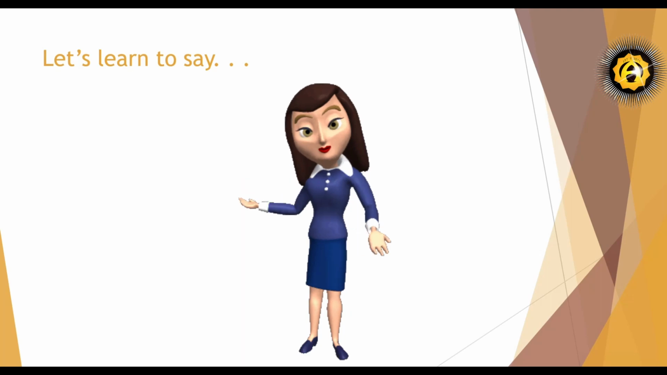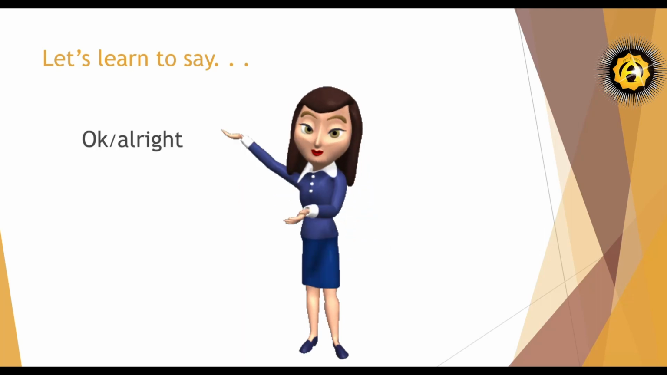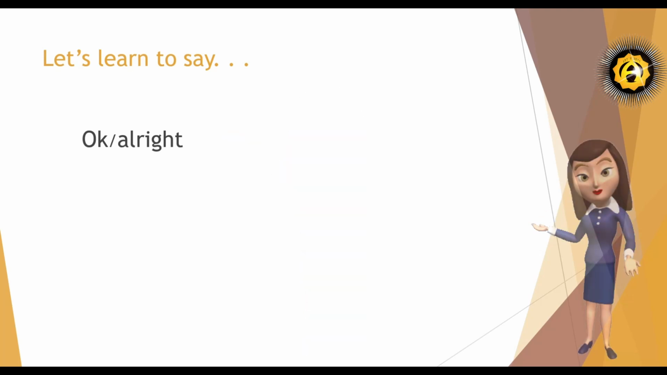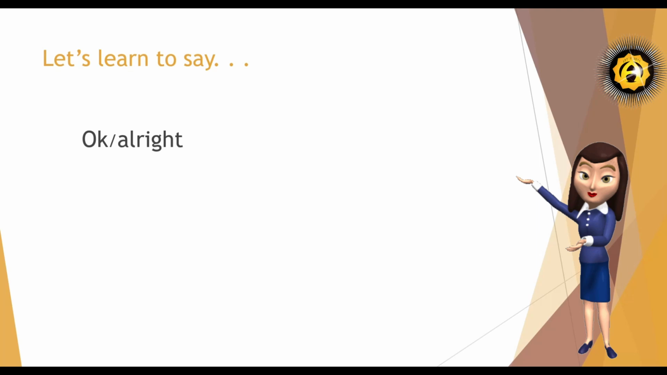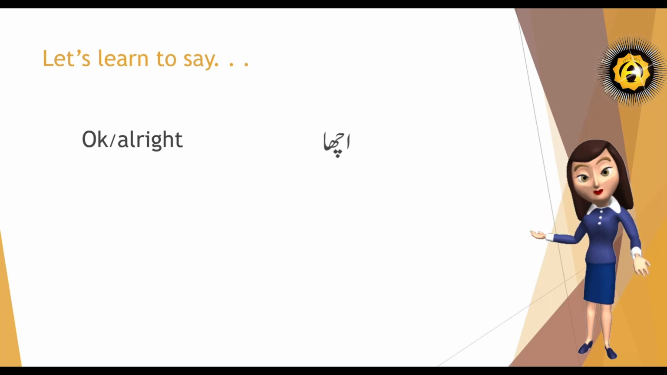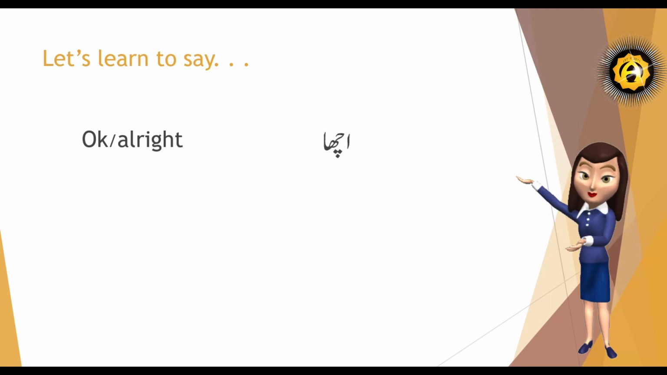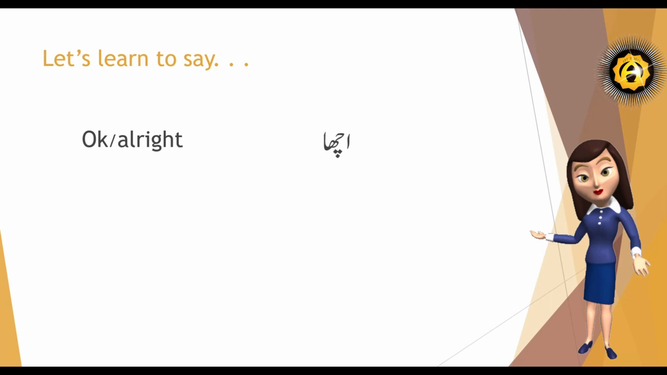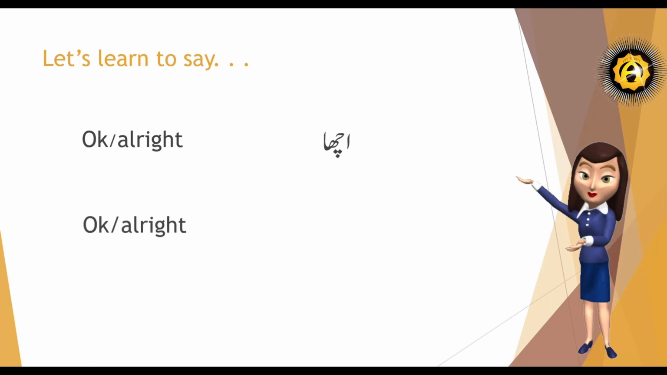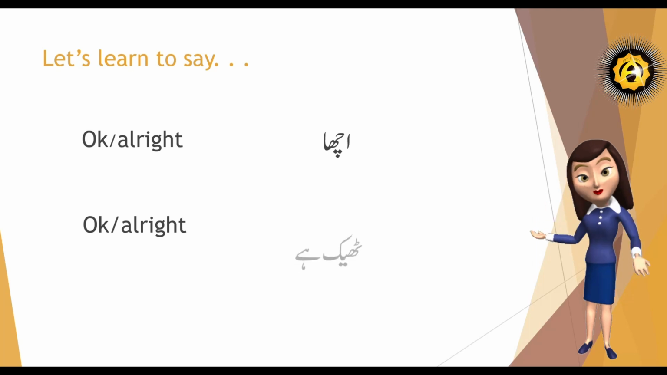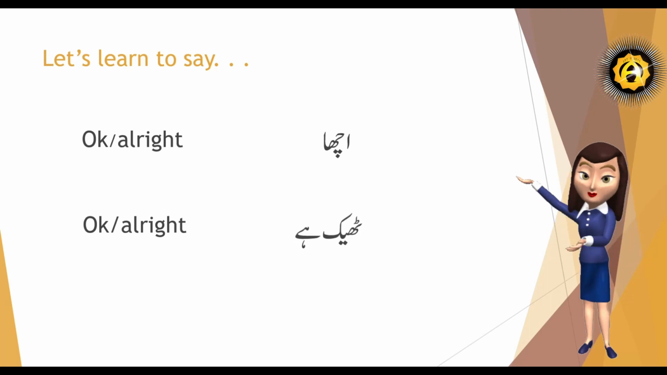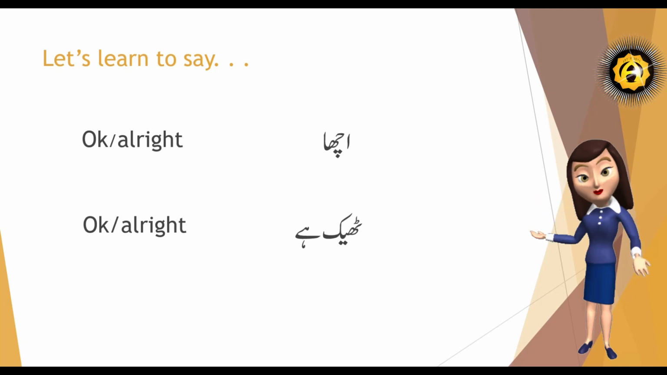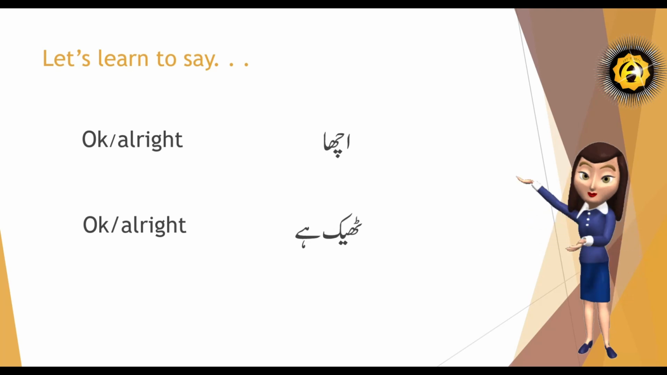Now let's learn some vocabulary words. Let's learn to say okay or all right in Urdu. So in English we say okay or we say all right, and in Urdu we say acha. There is another way of saying okay and all right in Urdu. We also can say ठीक है. When we are saying okay, in Urdu we can say ठीक है, or we can say अच्छा.